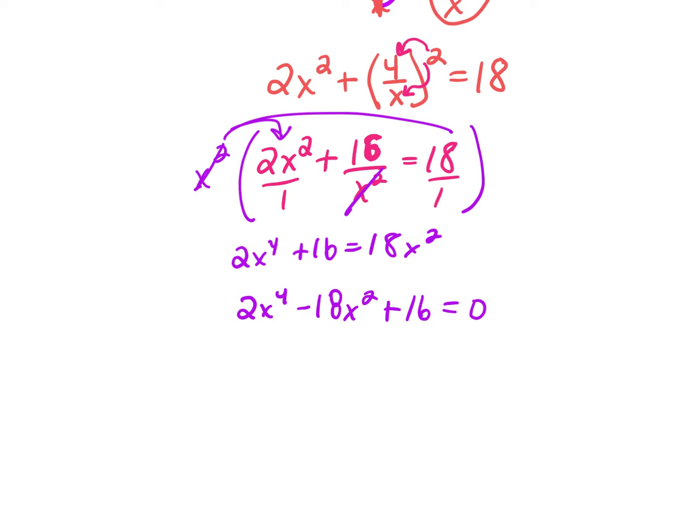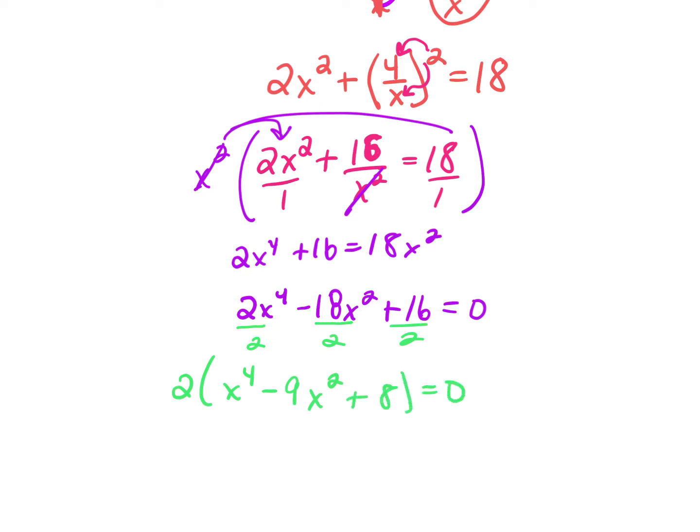What's the first thing you look for when you're factoring? What's the first thing I should take out? A 2. Take out that GCF. Make your problem a little easier. So I'm left with x to the fourth minus 9x squared plus 8.